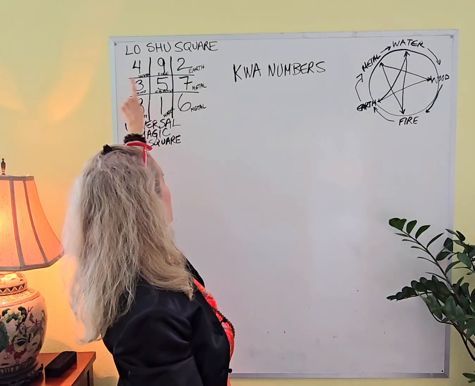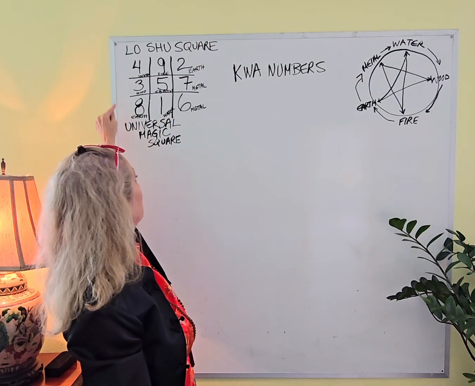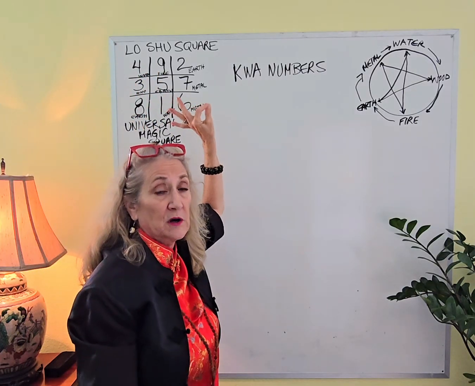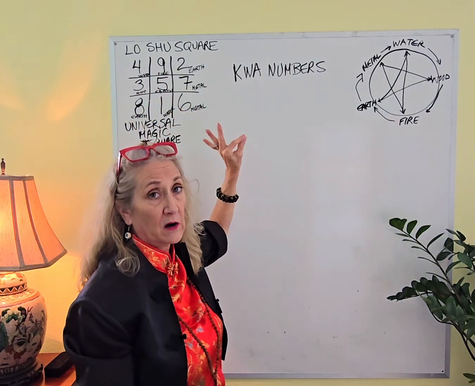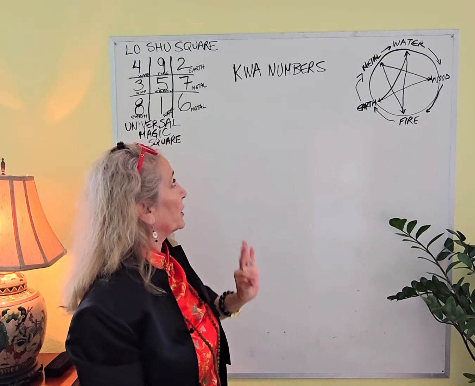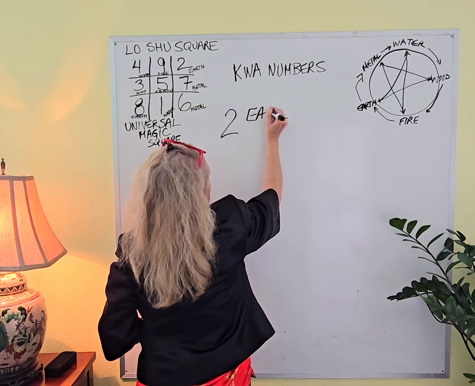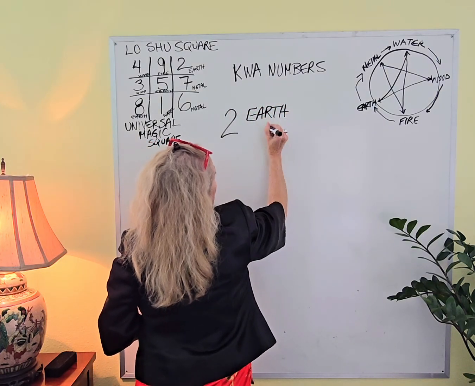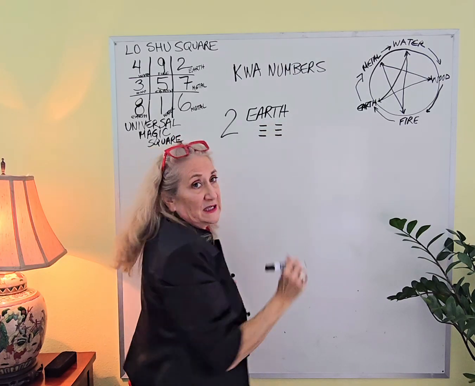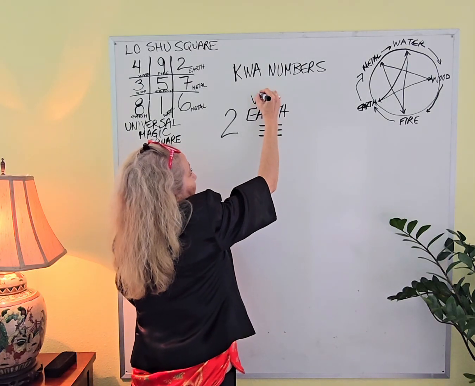The Kwa numbers kind of incorporate, as we discussed, the magic Loshu square, the universal square, right? So 5 is always in the center for the universal Loshu square. There'll be other times different numbers are in that center, but today we're going to be talking about 2 Earth, and its I Ching is the 3 yin lines, right? So this is also connected to the valley.